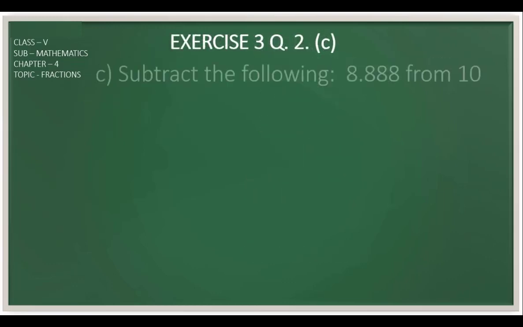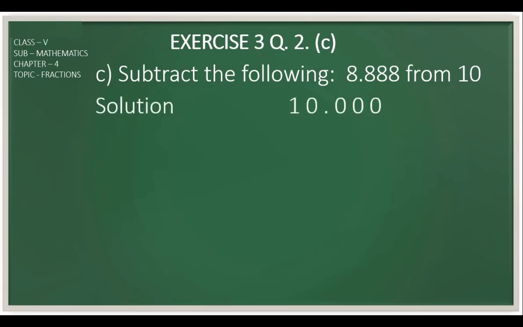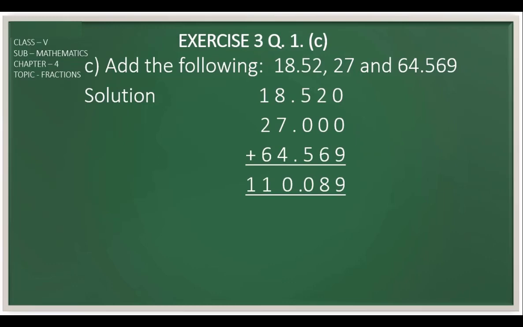Exercise number 3, question number 2C. Subtract the following: 8.888 from 10. Here 10 is the whole number and 10 is the larger number as well, so we will write 10 first. Below that we will write 8.888 in such a manner that the decimal point lies in the same position. After writing the numbers below each other, now we will subtract just like we used to subtract whole numbers. Here, after subtracting, we got the answer as 1.112.